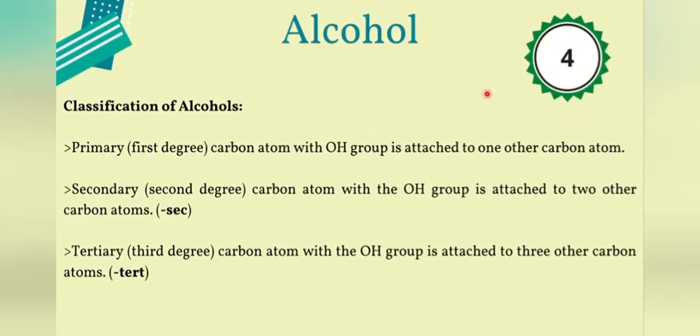There are 3 classifications of alcohols: primary, secondary, and tertiary. Primary is the first degree: the carbon atom with the OH group is attached to 1 other carbon atom. For the second degree, secondary, the carbon atom with the OH group is attached to 2 other carbon atoms. So sec would be included in the IUPAC nomenclature. While for the third, tertiary, third degree, the carbon atom with the OH group is attached to 3 other carbon atoms. Tert is included in the IUPAC nomenclature.